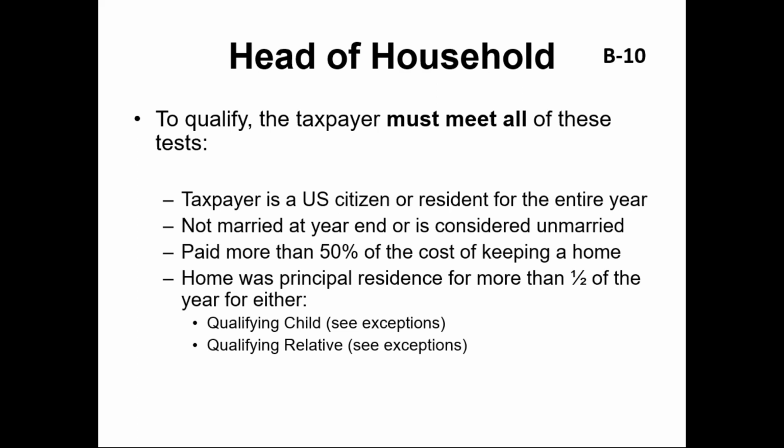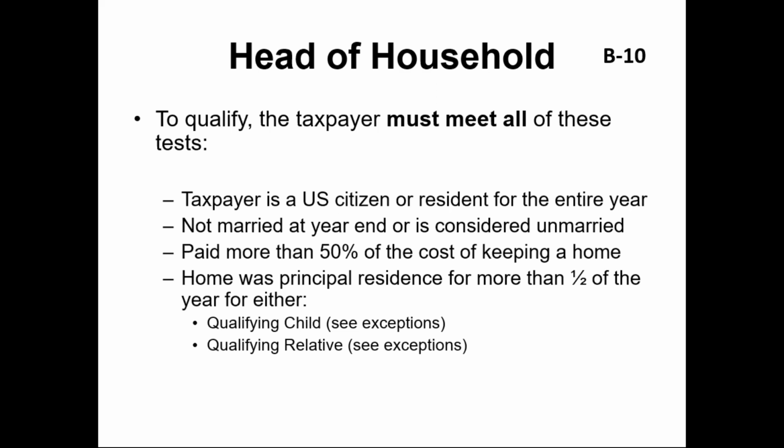You have to pay more than half the cost of keeping up a home. So now we're looking at home ownership, that you're providing a place to live, and that home has to be a principal residence for more than half the year for either a qualifying child or a qualifying relative. And there are a couple exceptions. These definitions get a little bit tighter on what we mean. The thing I dislike is that they use the exact same verbiage to say, do they meet a qualifying child or qualifying relative test? But we're going to start taking a couple things out of there. A qualifying relative under this case does not meet that friend on your couch scenario. So they are not a qualifying relative for head of household purposes.